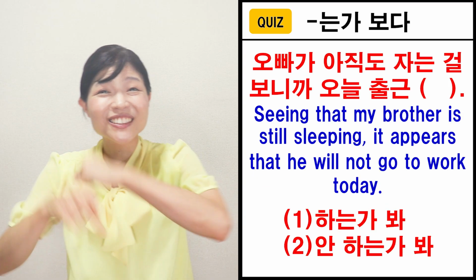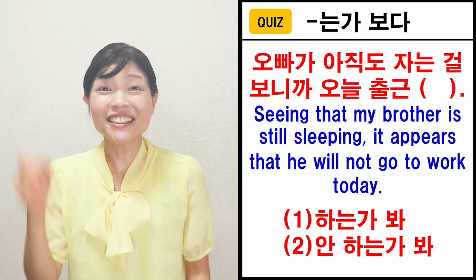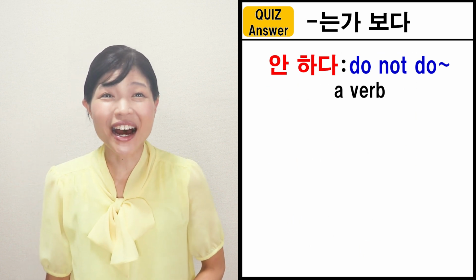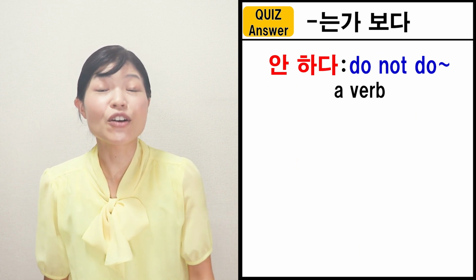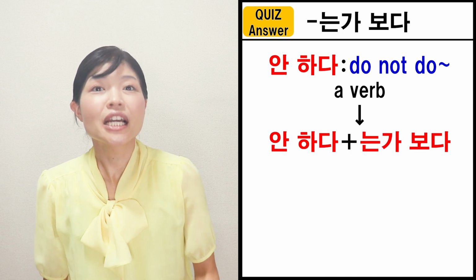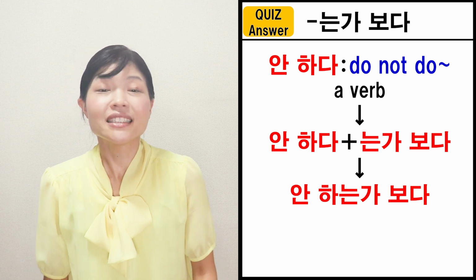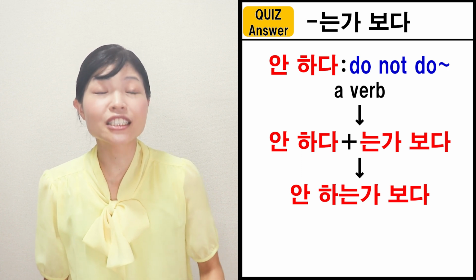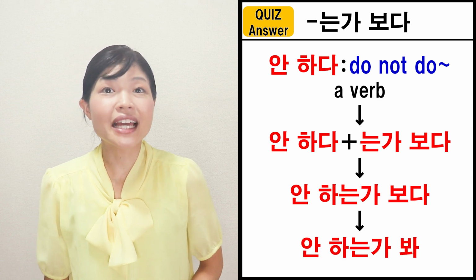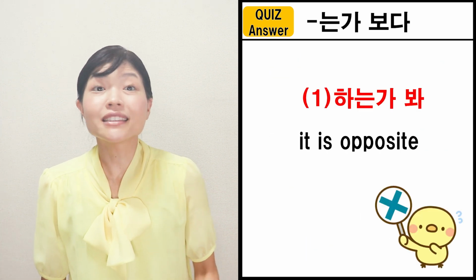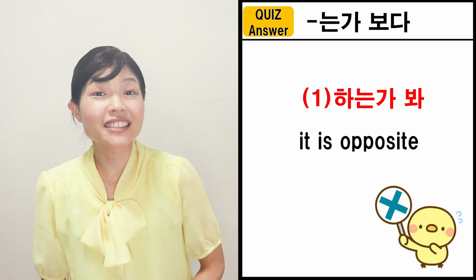The correct answer is number 2. 안 하다 means do not do, right? Since this is a verb, you will attach 는가 보다 to say 안 하는가 보다. Since you only need to change it to 반말, you can say 안 하는가 봐. Number 1 is wrong because it is opposite to the translation.